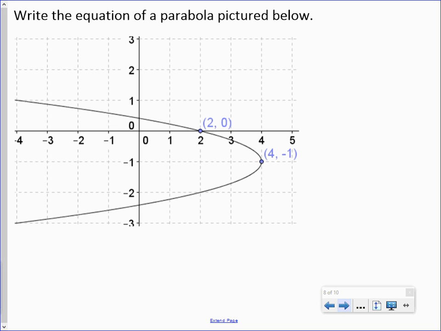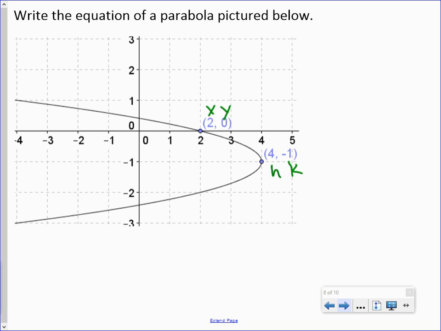Plug in the point. What point? We'll use the vertex for h and k, and the other point for x and y. Vertex will be h and k. Point (2, 0) will be x and y. That's all I've given you, isn't it? You don't know where the focus is. You don't know where the directrix is. Which equation should I plug into?